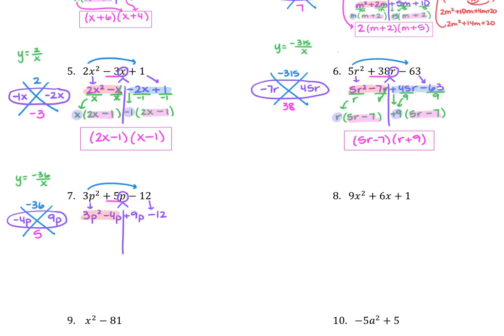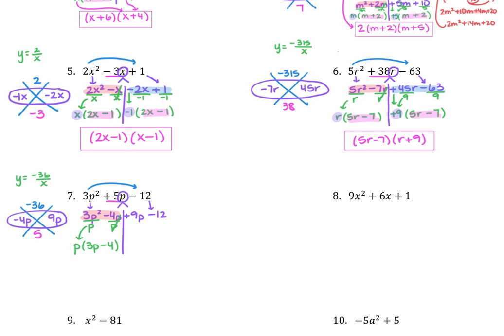Looking at my first binomial, I'm going to look for a GCF. They both share a p in common. So I'm going to put that GCF out in front of parentheses. If I pull a p out of 3p squared, I'm left 3p. And if I pull a p out of -4p, I'm left -4.